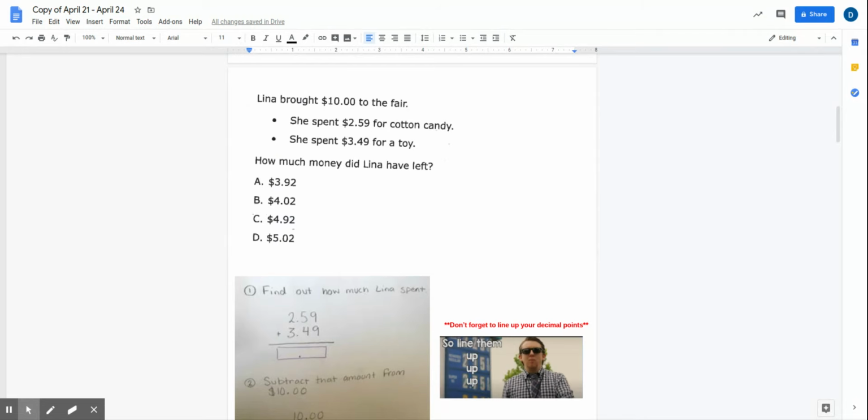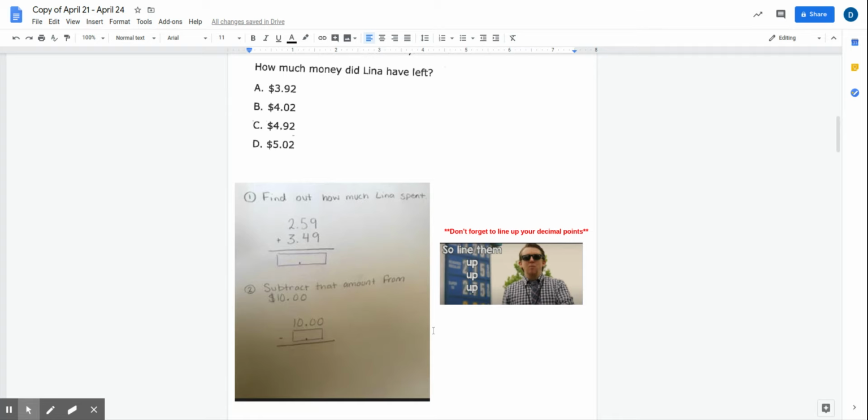Number 2. Lena brought $10 to the fair. She spent $2.59 for cotton candy. She spent $3.49 for a toy. How much money did Lena have left? This week in the Really Good Stuff document, you reviewed how to add decimals, and you watched the music video to remind you to line up the decimals. So don't forget to line up your decimal points when answering this problem.